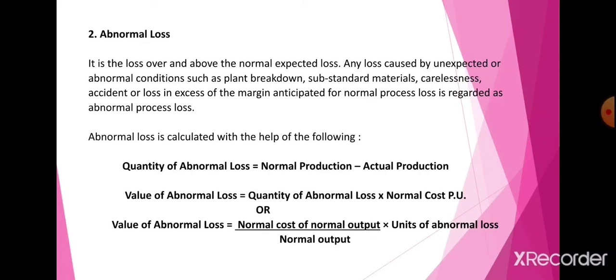If the abnormal loss has any scrap value, it should be credited to the abnormal loss account, and the balance is ultimately written off to the costing profit and loss account.